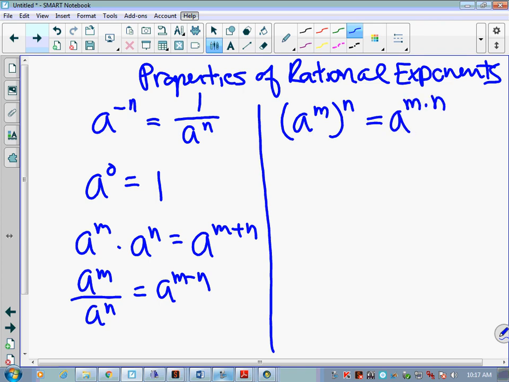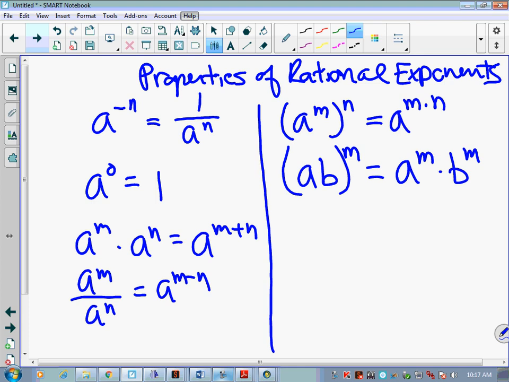Okay? I know this should be review. Right? Does it seem like it's review? Hopefully. Then we have the power of a product property. Okay, that is, if I do a times b to the m, that is equal to a to the m times b to the m. I'm taking both of those things to that same power.